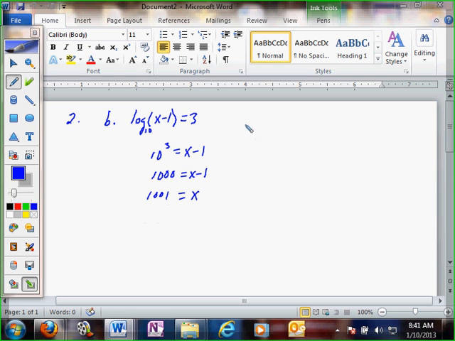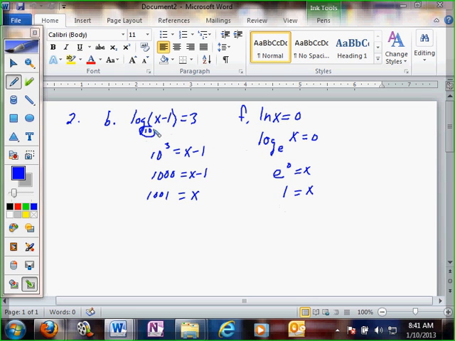Let's look at part f. ln x is equal to 0. You may even want to rewrite the ln x as log base e of x is equal to 0. So now we have e to the power of 0 is equal to x. Well, anything to the power of 0 is 1. So with parts 1 and 2 so far, they all work the same way.